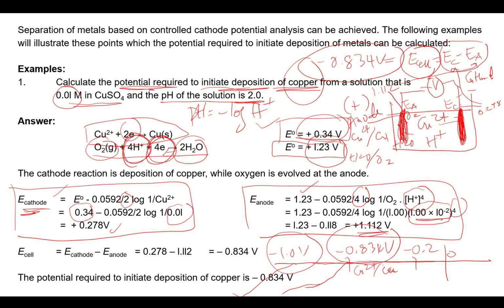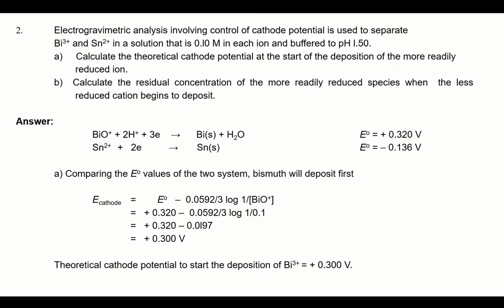So if you want to get a very smooth coating of copper, you should use a low potential. But you must know what the initial deposition potential for copper is. You must do this calculation. Okay, second question. Electrogravimetric analysis involving control of cathode potential is used to separate.